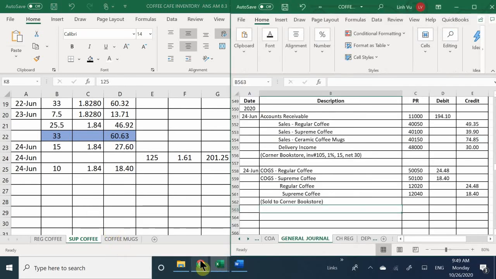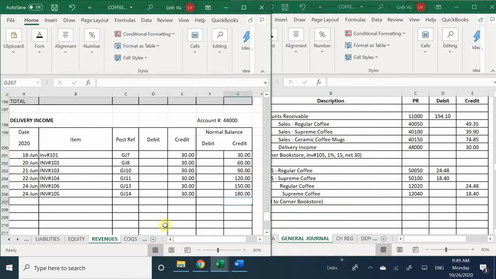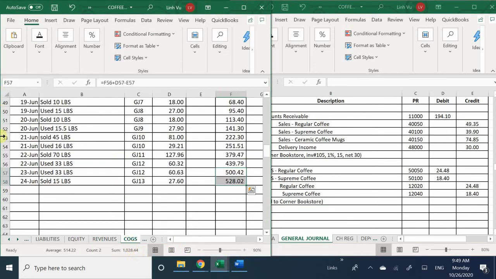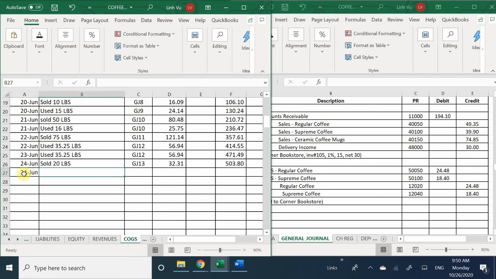So let's go back to the journal, and then go where? Ledger. And start with COGS. Regular coffee. Here's my regular coffee, sold 15 pounds. GJ14, for 24.48. Total is 528.28. Good. All right. And Supreme, sold 10.